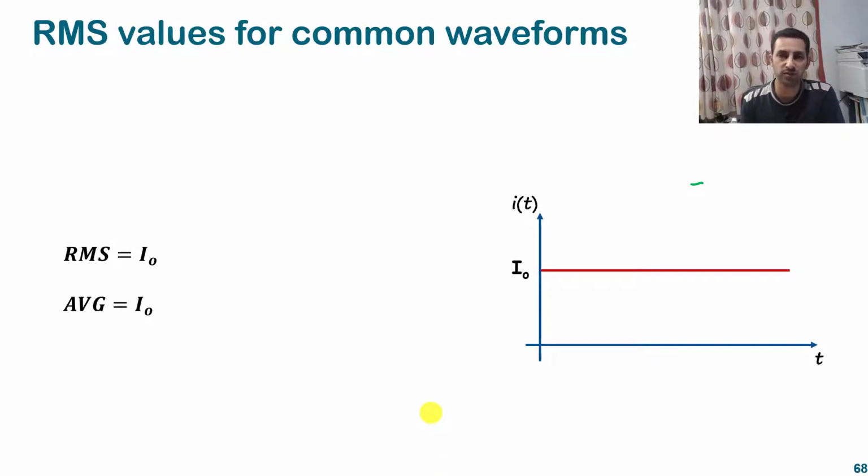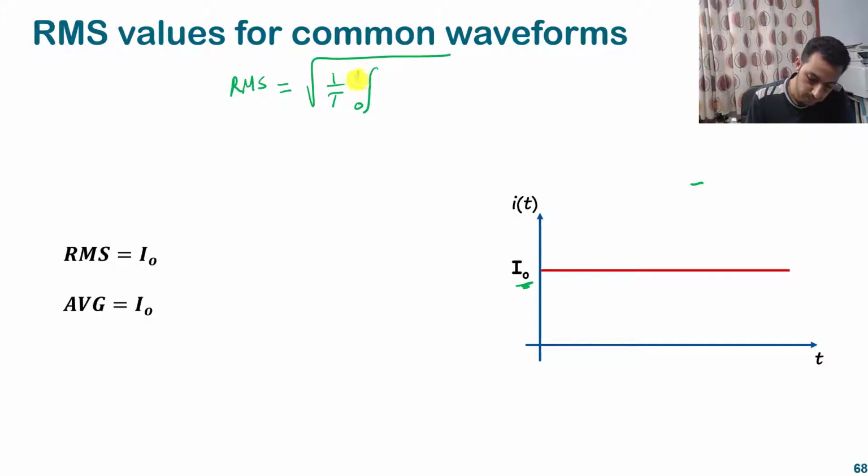If I have a DC value, it's not periodic, but we can still get the average value and the Rms value. And the peak for this is I naught. What are the Rms and the average? They are equal to I peak. And just for proof, the root of the mean of the squared signal. What is that signal? My signal is I naught for all the periods, so it will be I naught. So I naught square is the squared signal.